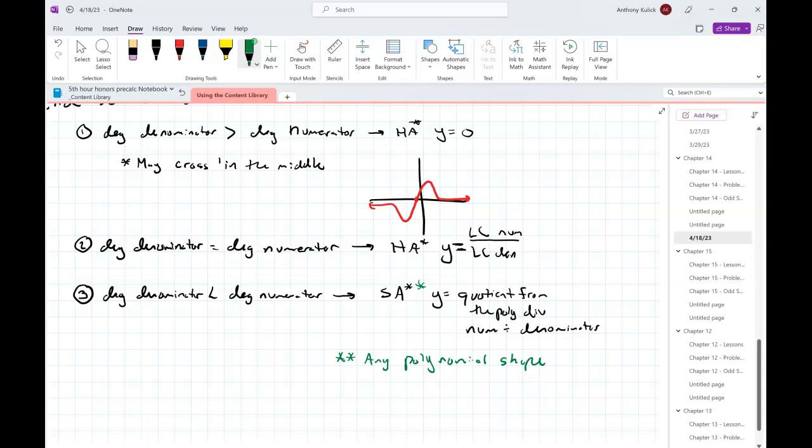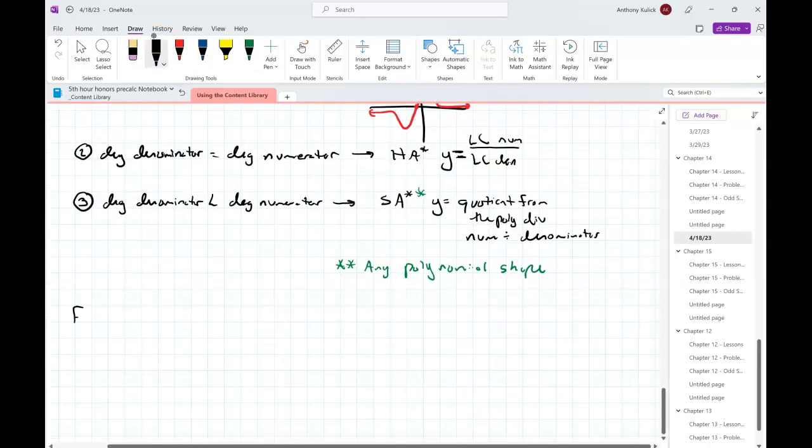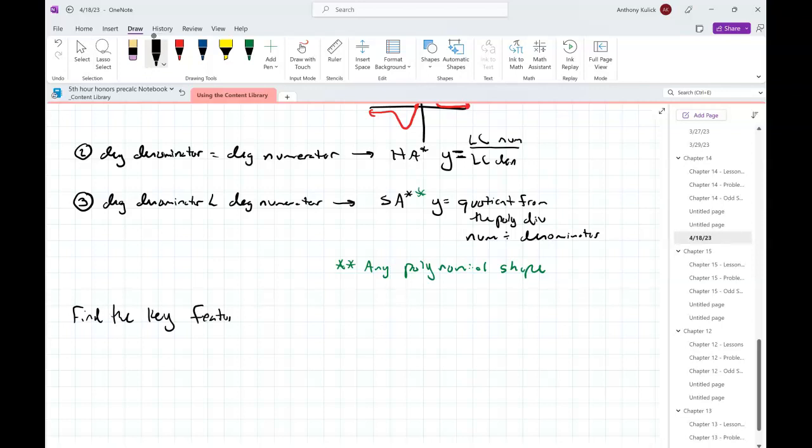Okay. So let's do some examples where we're going to find these key features. So we'll just do some examples and run through doing this. Do you guys kind of remember doing this in your Algebra 2 class last year? Yeah. Good.